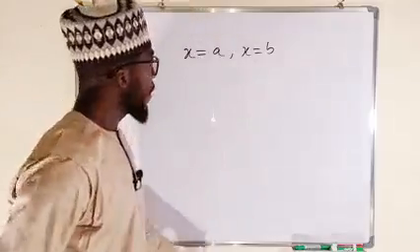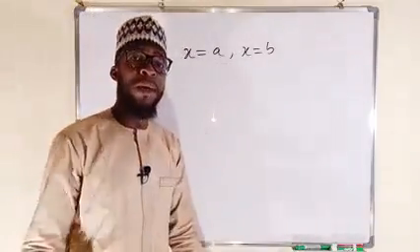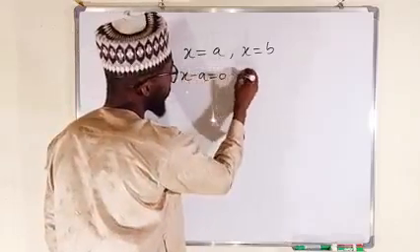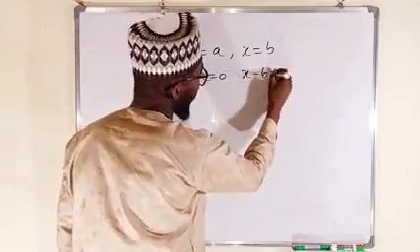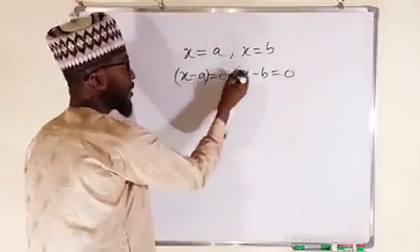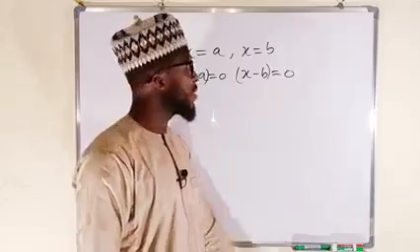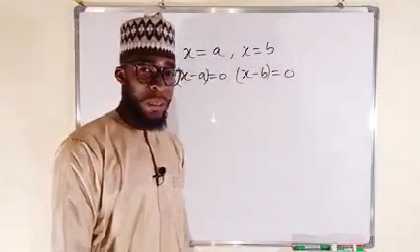If this is true, we know we can convert them back to factors. x minus a equal to 0, x minus b equal to 0. So these are the two factors. Once you multiply them together, you shall obtain that quadratic equation that has these two roots.